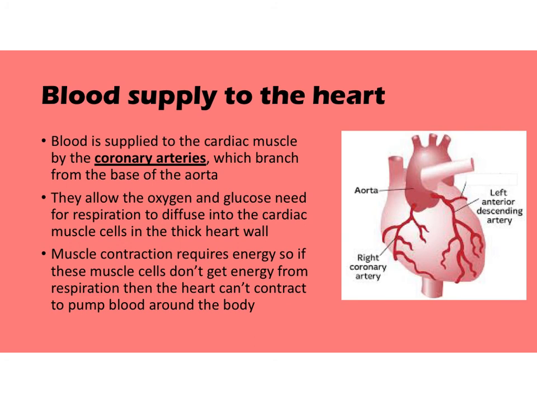Okay, so the next thing we're going to look at is how the muscle and the cells in the heart get their blood supply. So blood is supplied to the cardiac muscle by the coronary arteries, which branch from the base of the aorta. They allow the oxygen and glucose needed for respiration to diffuse into the cardiac muscle cells in the thick heart wall. The muscle contraction of the heart requires energy, so if these muscle cells don't get energy from respiration, then the heart can't contract to pump blood around the body. So these coronary arteries are very important because they supply oxygen to the muscle cells in the heart.